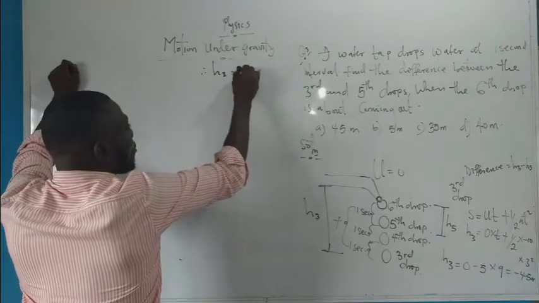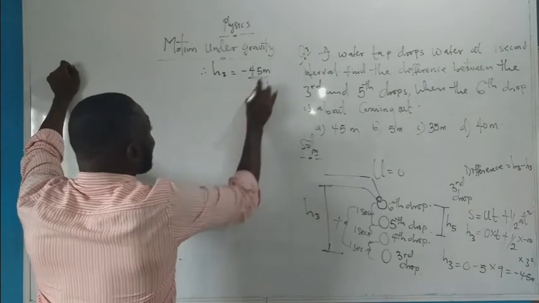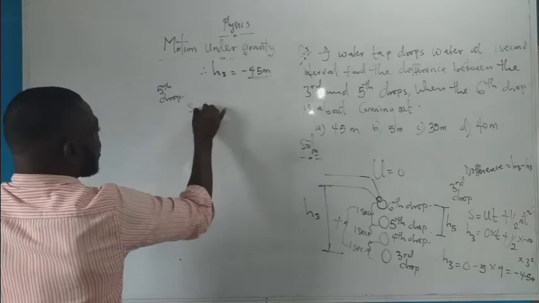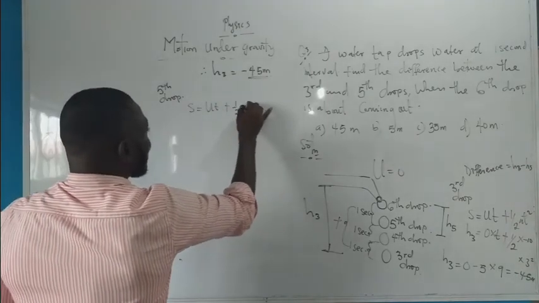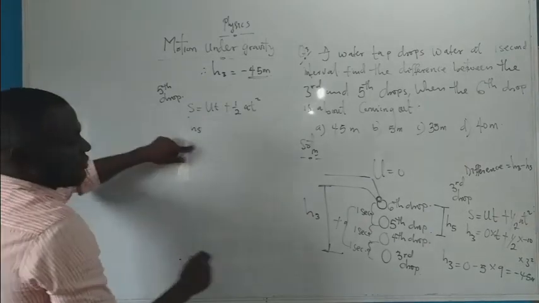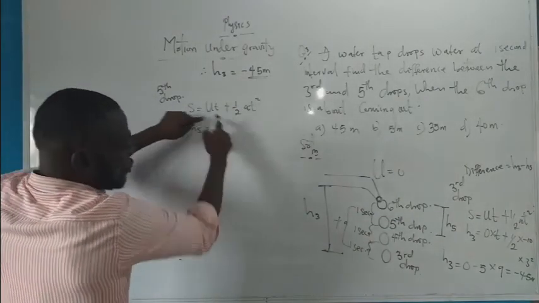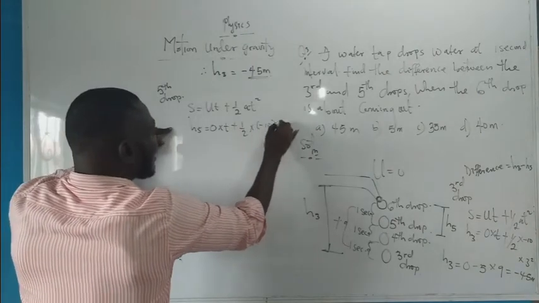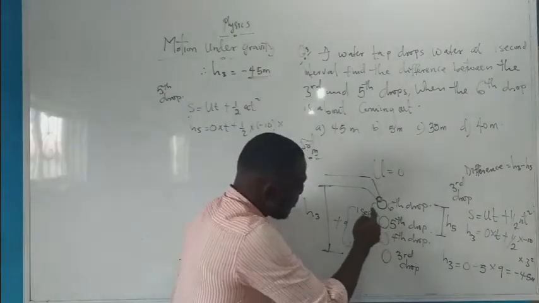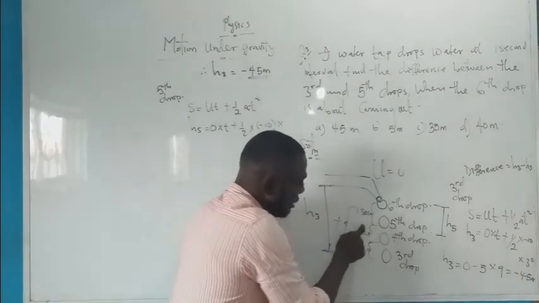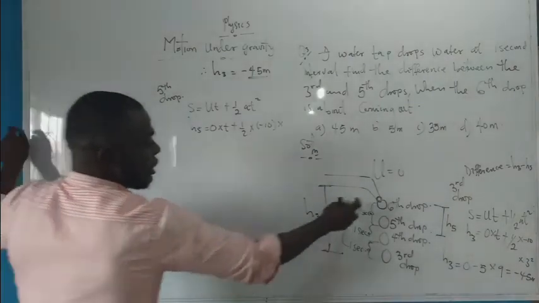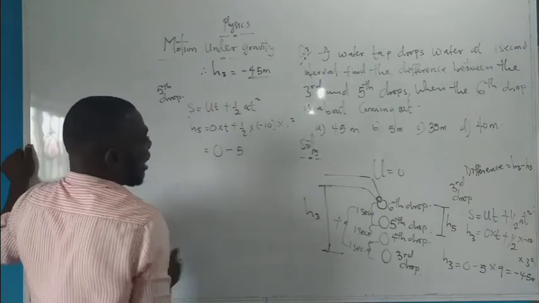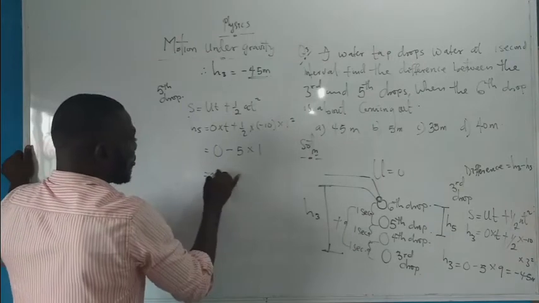Therefore, H3 equals minus 45 meter. Okay? What about the fifth drop? X equals UT plus 1 over 2 AT squared. Now H5, the fifth drop. H5 equals U times T, where U is 0, plus 1 over 2 times minus 10 times the time taken, the time from the sixth drop to the fifth drop, which is 1. That's 1 squared. Everything will give you 0 minus 5 times 1. That will give you minus 5 meter.